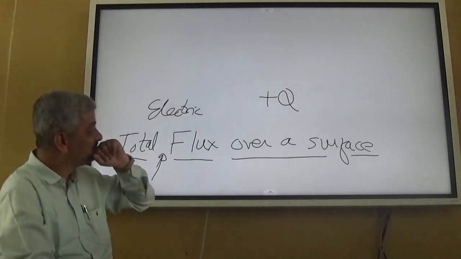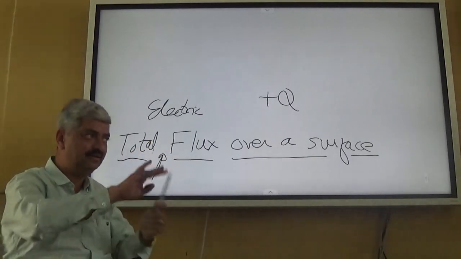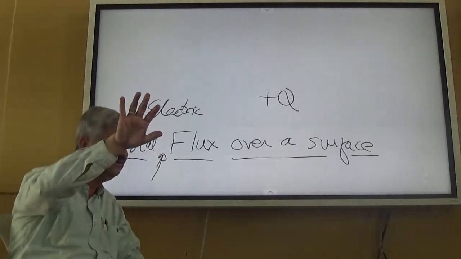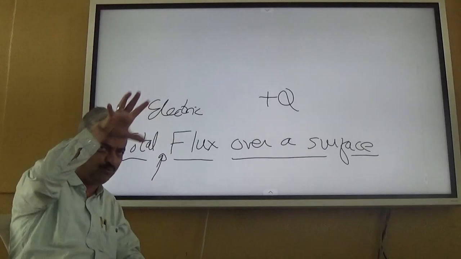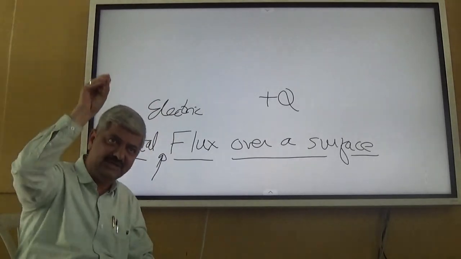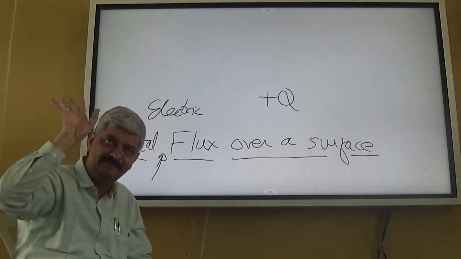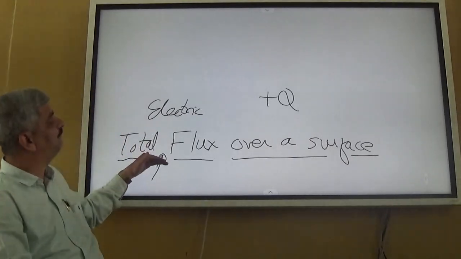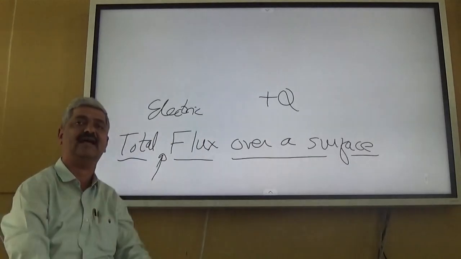Anyway, so D and E, we will not go much into that in our discussion now. D is equal to epsilon E. D is equal to epsilon E. You just look at two of them. So what does electric flux over a closed surface mean?